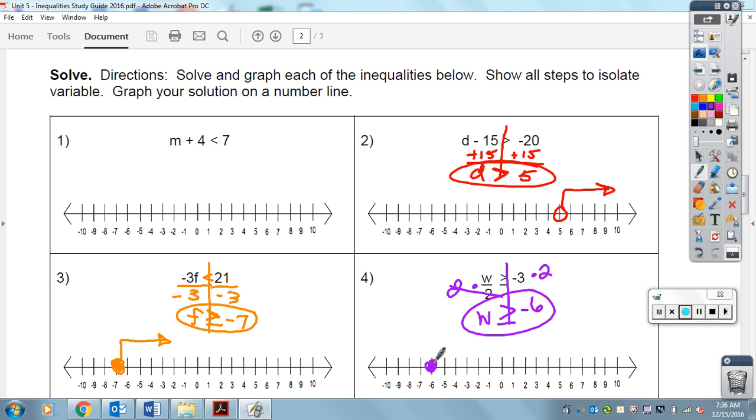Go to negative 6. It's filled in because there's a line underneath. Again, W is on the big side, and I can shade to the big numbers, which is to the right.